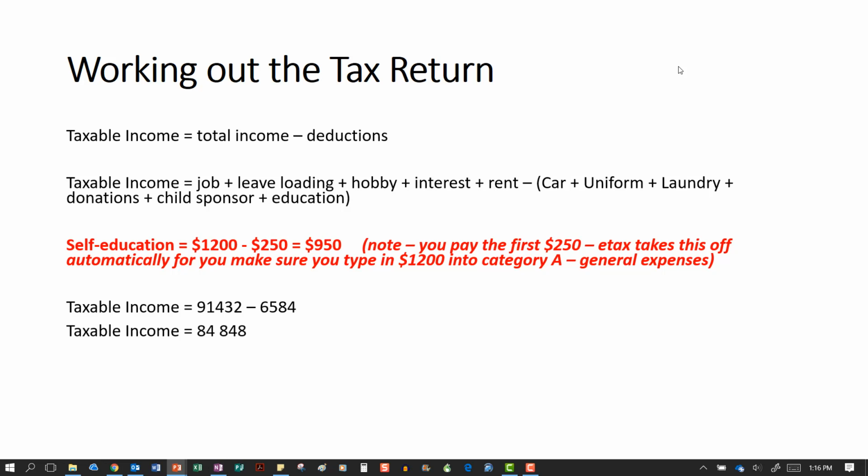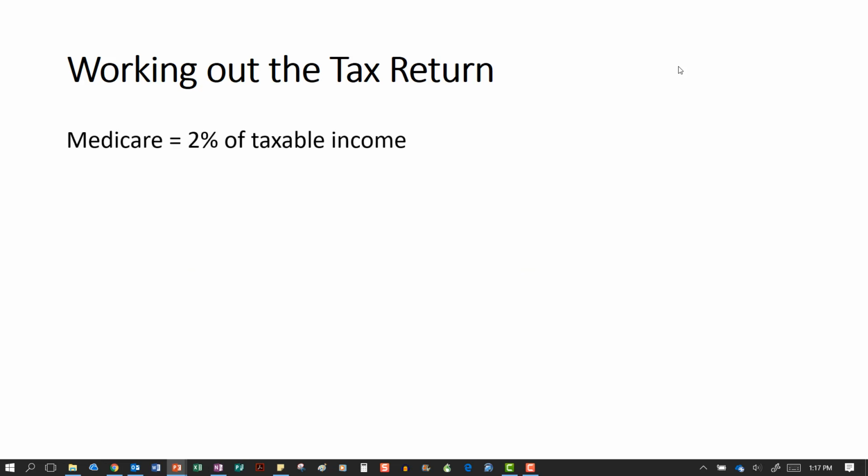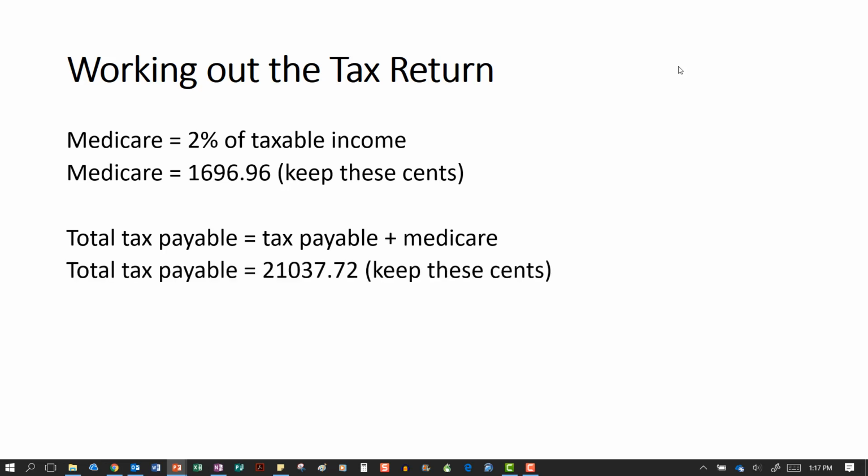The taxable income is the difference of the two, and from here we need to work out the tax payable using the right bracket. These cents are kept because the tax office wants all of this money. The next step then is Medicare, 2% of your taxable income. Again, these cents are kept. Then we combine these two numbers to work out the total tax payable, and again these cents are kept.